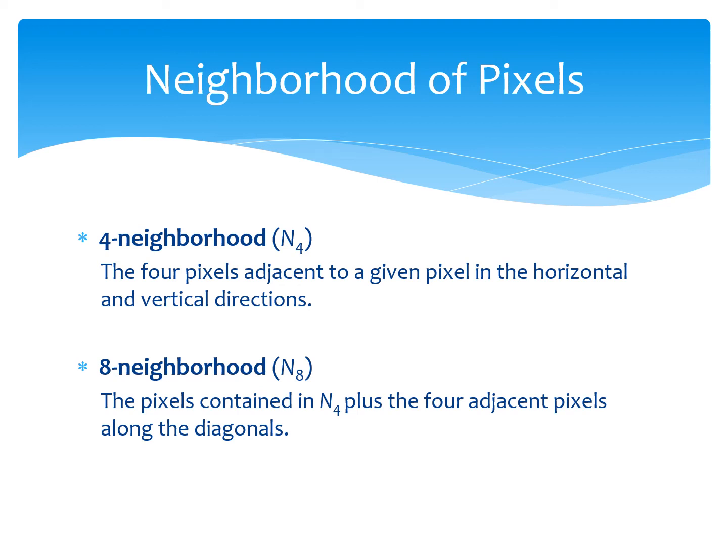And second, eight-neighbor connectivity, which is also known as eight-neighborhood, N8. Four-neighbor connectivity is defined as the 4 pixels that are adjacent to a given pixel in the horizontal and vertical directions. Eight-neighbor connectivity is defined as the pixels contained in N4 plus the 4 adjacent pixels along the diagonals.